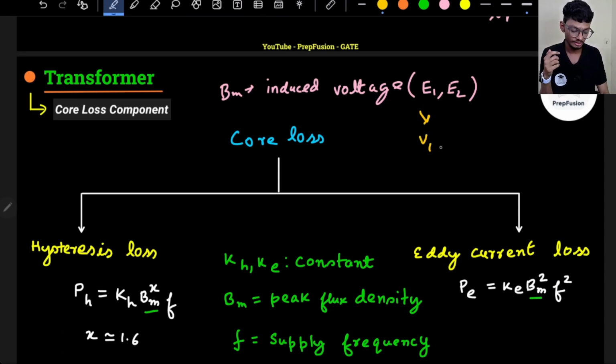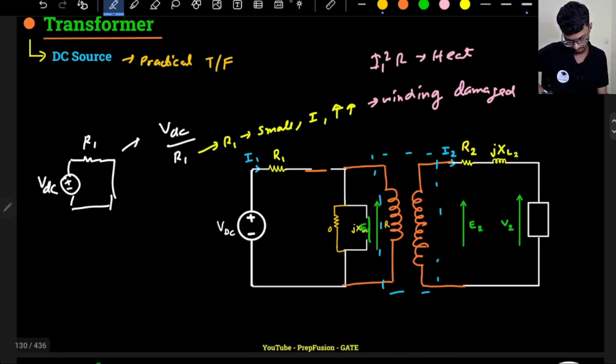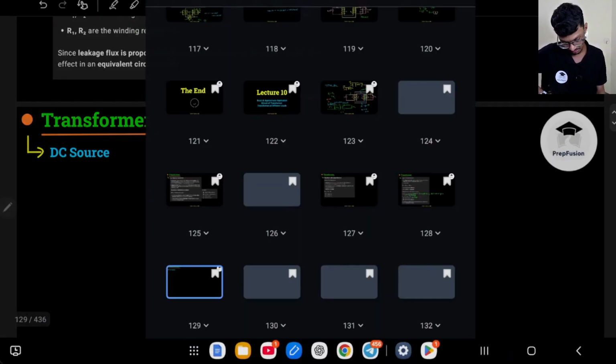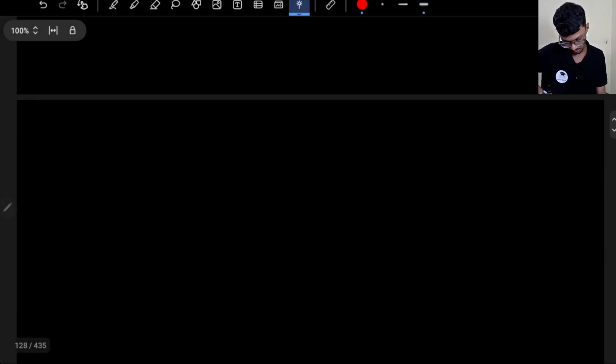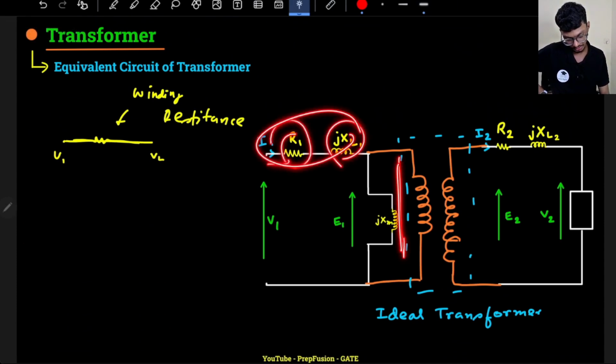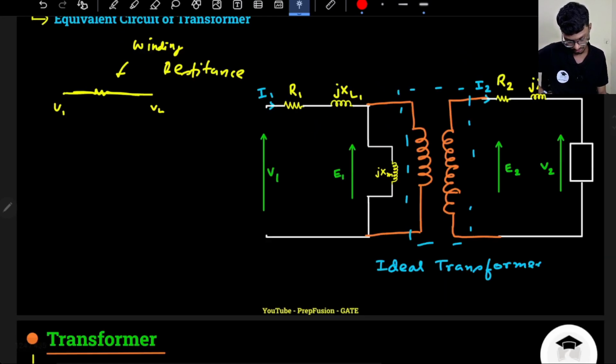How do I find out then V1 and E1? So V1 will be equal to E1 plus j I1 into XL1 plus I1 into R1, and of course the magnetizing component is there. That is anyway in parallel, so it does not matter. The drop across this R and L will be the only problem. If I take the drop across this R and L, I will get back my E1 voltage. If I place it here or here, it does not matter. It is in parallel.